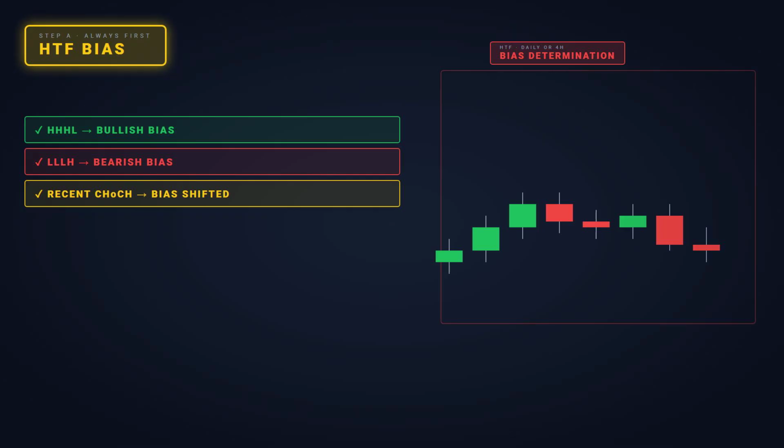If the HTF is ranging and price is sitting between 2 major levels without a clear structural sequence, the answer at step A is no trade. Not wait for a better entry, no trade. A ranging HTF means the structural bias is ambiguous, which means every OB and FVG you find at the lower time frame has no directional context. You'd be entering a precision tool into a situation that has no confirmed direction. Step A failing means the entire protocol stops here.